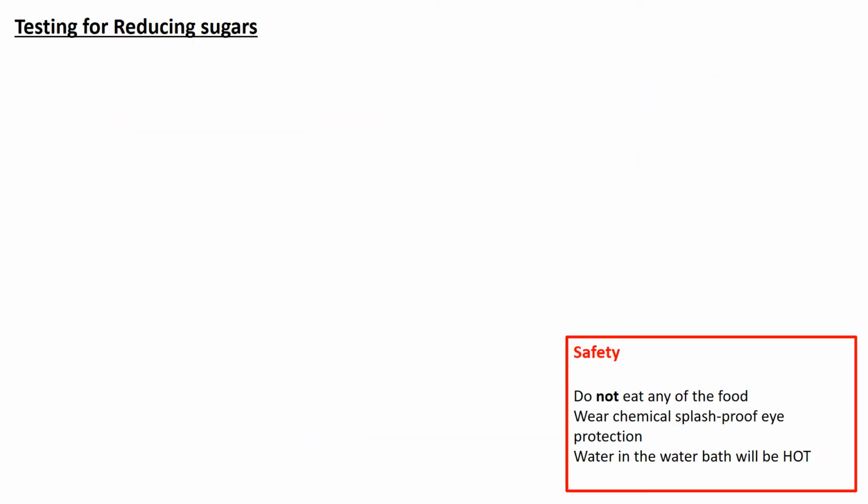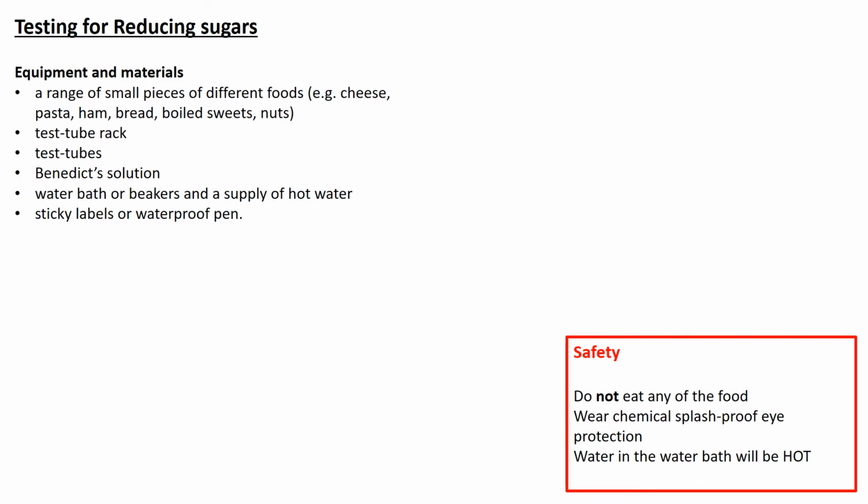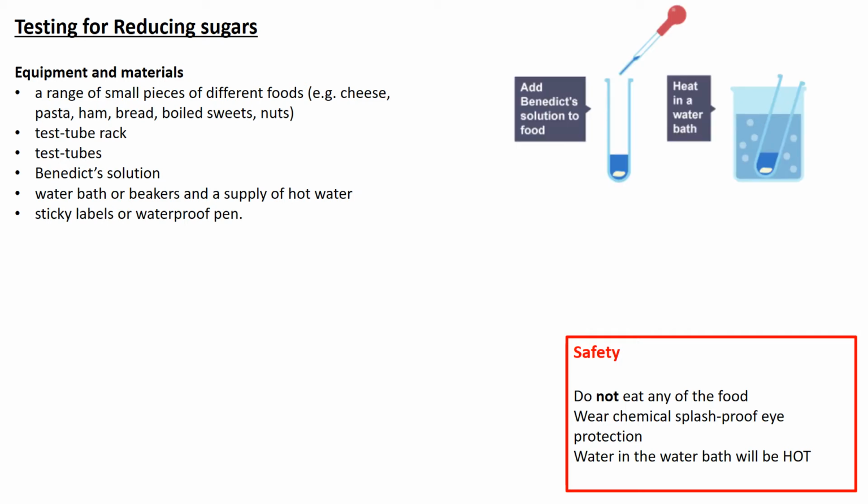Right, let's talk about reducing sugars. Okay, so again, we're going to have an awesome range of foods, pasta, ham, etc. And this time we're going to have something called Benedict solution and a water bath, or beakers with a supply of hot water, maybe even a kettle, and some sticky labels or waterproof pen. Again, the Benedict solution has copper sulfate in it, so it's really important that you wear eye protection, guys. Can't emphasize that enough. And it's a nice bluey solution.